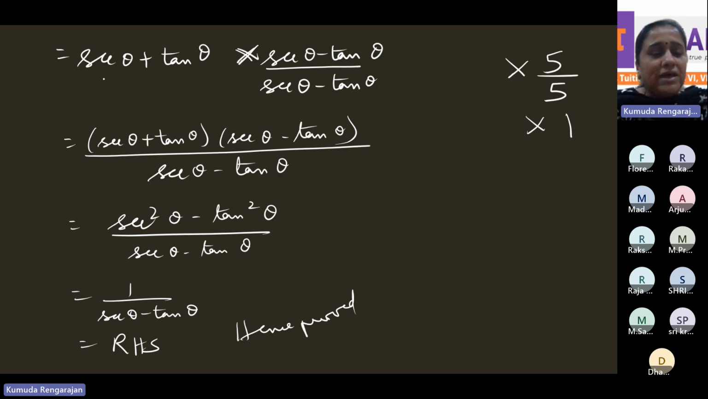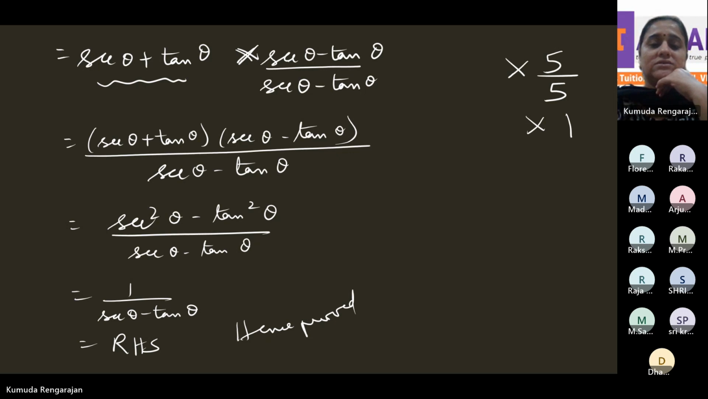See, sometimes the RHS will be secant theta plus tan theta, and then you stop there. But here that is not the RHS. Look at the RHS. You have 1 by secant theta minus tan theta. You want secant theta minus tan theta in the denominator. So you multiply and divide by secant theta minus tan theta, multiply the numerators and write the denominator as it is, secant theta minus tan theta.